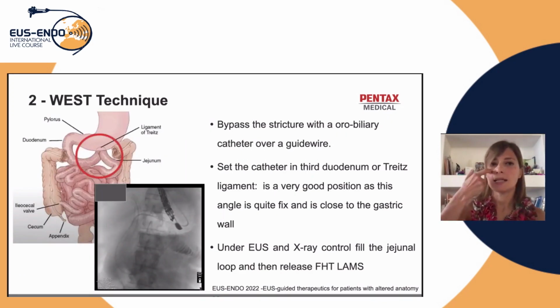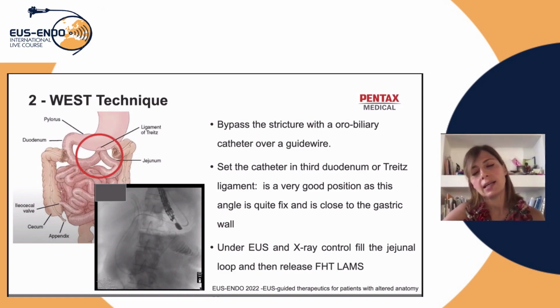The other technique is the WEST technique, which is the one widely suggested in the ESGE guideline. In this case you have to bypass the stricture with a catheter over a guide wire and set the nasobiliary or nasojejunal tube at the Treitz. The Treitz is a very good place because it's fixed. You can see the catheter under EUS supervision, and moreover it is very close to the gastric wall.